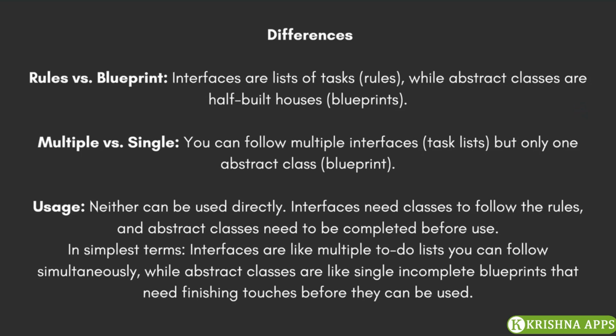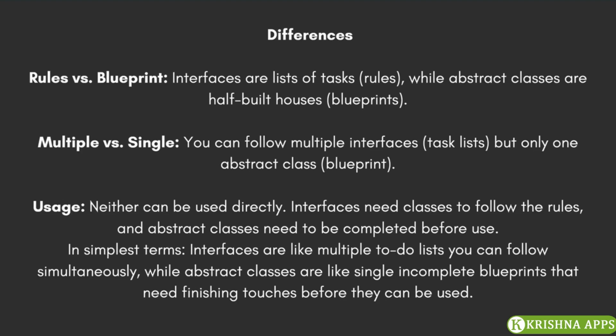Finally, let's go over the differences between these two once more. Rules versus blueprint. Interfaces are lists of tasks, rules, while abstract classes are half-built houses, blueprints. Multiple versus single. You can follow multiple interfaces, task lists, but only one abstract class, blueprint. Usage. Neither can be used directly. Interfaces need classes to follow the rules, and abstract classes need to be completed before use.